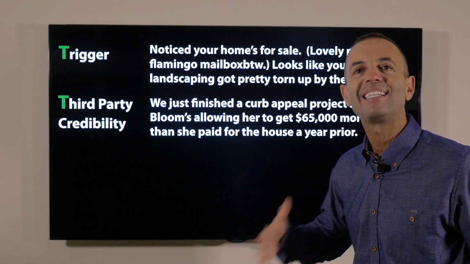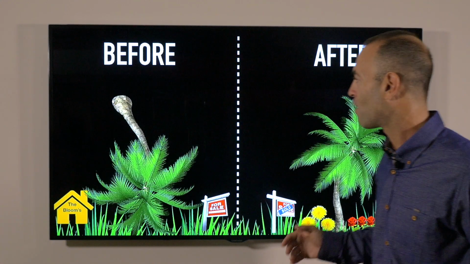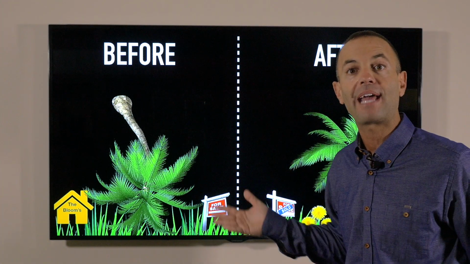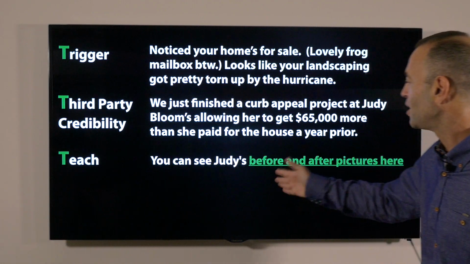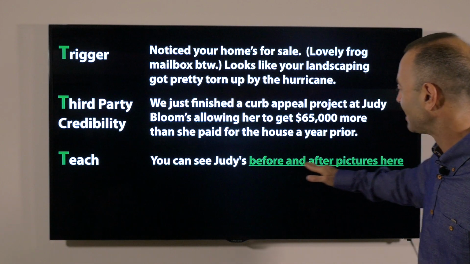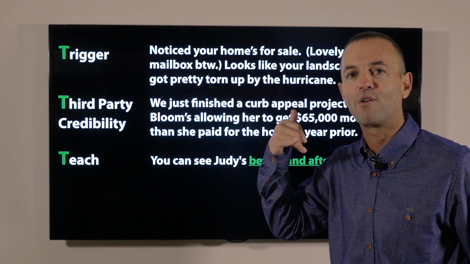Third sentence, teach. Teach what's possible. In the case of the landscaper, I might show a before and after picture. For you, you might show a case study. Here's what the sentence sounds like. You can see Judy's before and after pictures here. Notice what I did here. I'm linking this so I know who's clicking so I can follow up with a phone call.